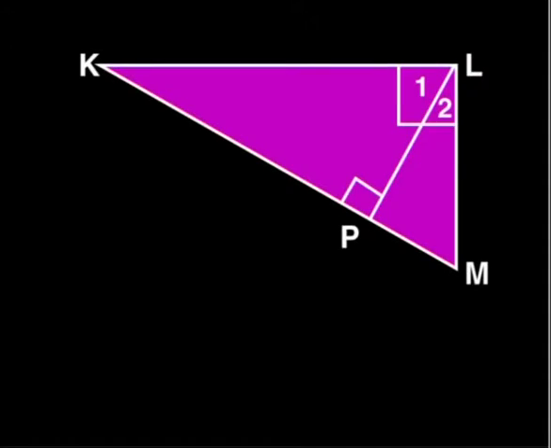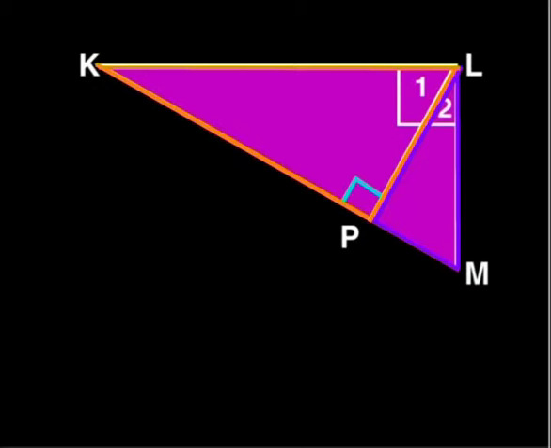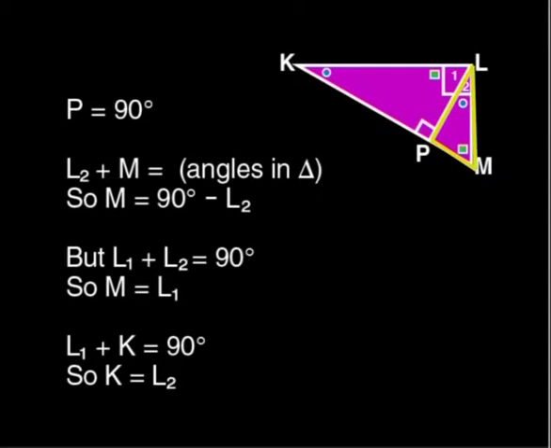First, we need to construct a line LP that intersects KM at 90 degrees at P. Have a look at the diagram. Can you see a way of showing that the two small triangles KLP and LPM are similar to the big triangle KLM? If we can show that they are equiangular, then we know that they are similar. If they are similar, then we'll be able to use the proportions of their sides to work out the squares of the sides. Look at triangle LPM.